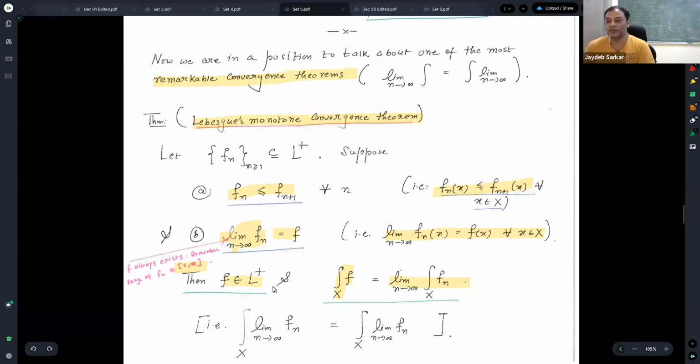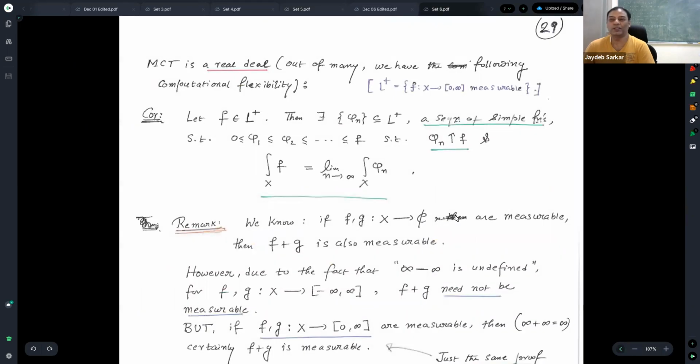Actually, we have figured this out earlier. The real point is that the limit goes inside the sign of integration. That means the integration of the limit equals the limit of the integration. So this is what MCT says. And I told you that it is one of the most fundamental results in mathematics, not only in measure theory or others. Okay. All right.